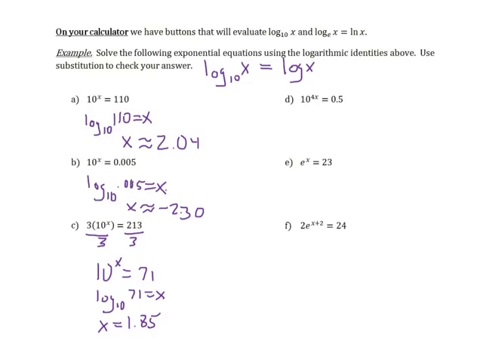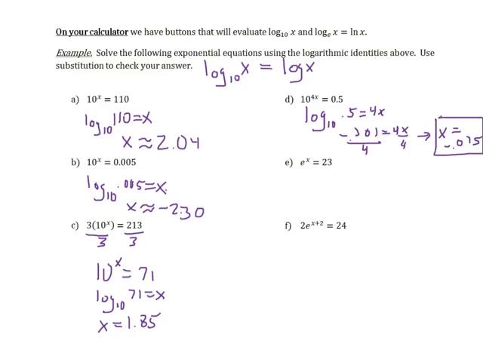So pause the video and try the next three here on your own, and then come back and see how you did. For d here, we get log base 10 of 0.5 is 4x. Using our calculator, we get negative 0.301 equals 4x, and we can finish off with a little dividing. We have one more step after we take the logarithm in this case. This is going to give us x equals negative 0.05.